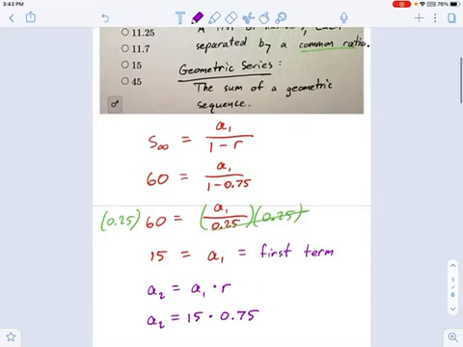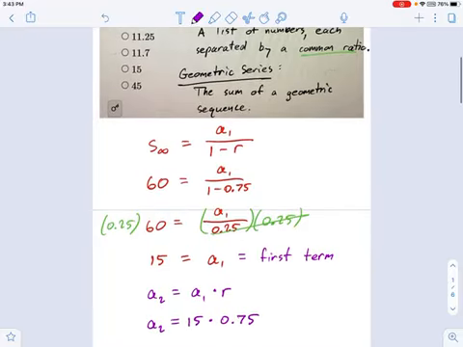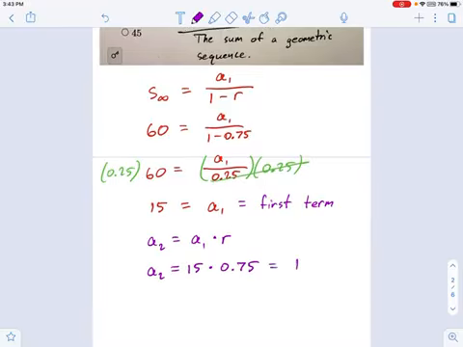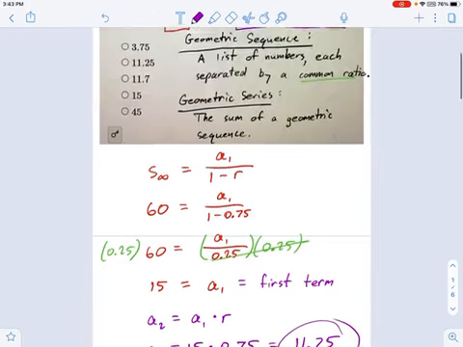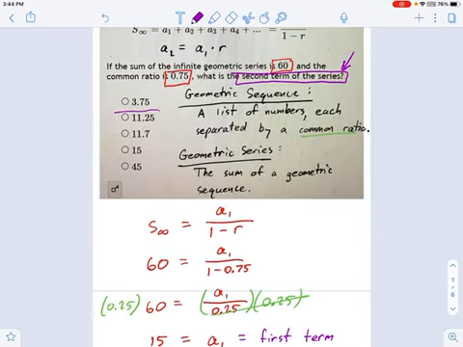I don't want to use the calculator. I don't think I need to. Yes, I do. 15 times 0.75. There we go. 11.25. I was about to say 11.7, like guesstimating. Don't be a hero. Use your calculator, especially when it gets to decimals.